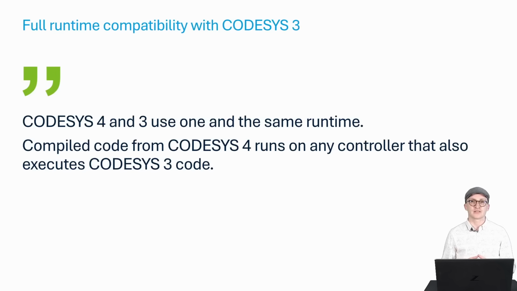This slide addresses the biggest concern in the room. What happens to my existing investment? CODESYS 4 and CODESYS 3 share the exact same runtime. No new target hardware, no new runtime certification, no parallel operation. Code compiled in CODESYS 4 runs on any controller that already runs CODESYS 3 code. For libraries, the compatibility goes both ways.